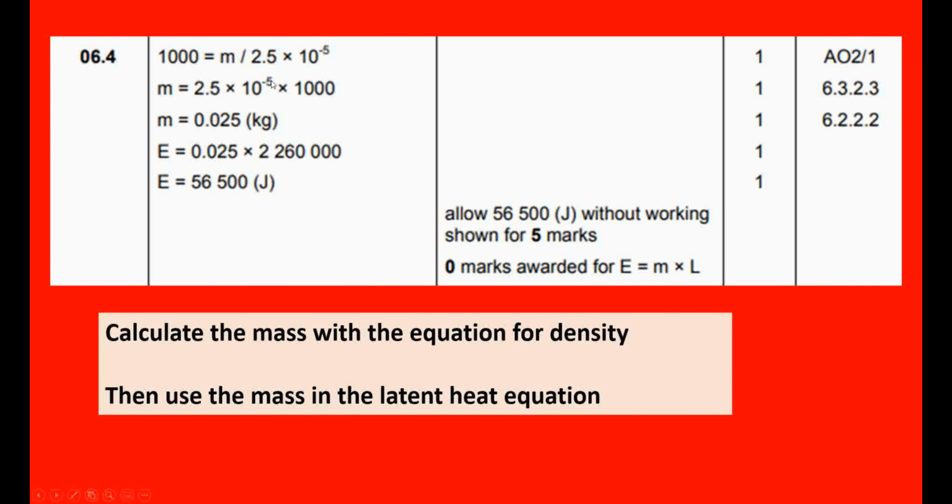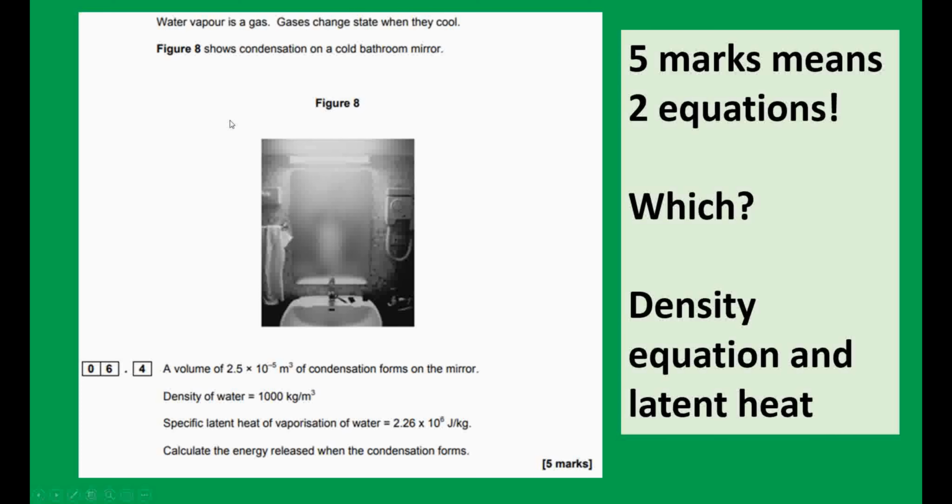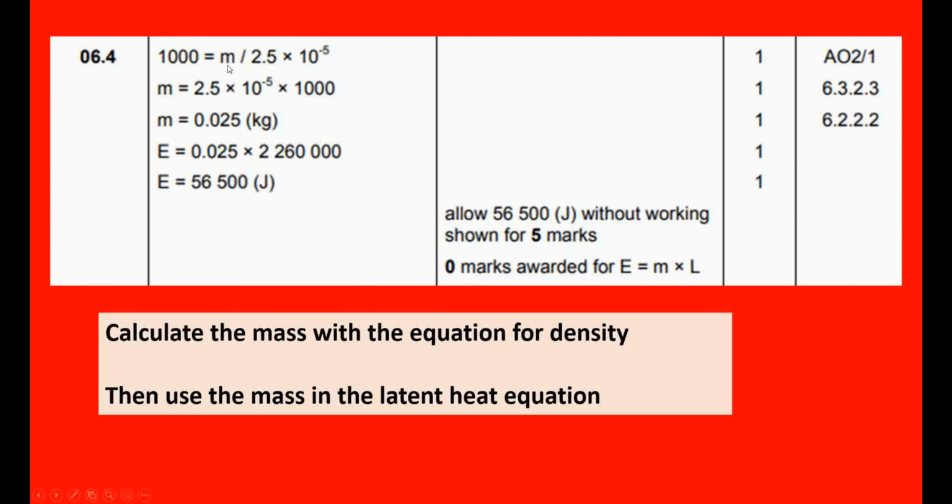We need to calculate that mass using the density equation. So we've got 1,000, which is my density, equals the mass divided by 2.5 times 10 to the minus 5, the volume. Density is mass divided by volume. So the mass equals 2.5 times 10 to the minus 5 times by 1,000 to give me 0.025 kilograms. So there's my mass. That's 3 marks. It's more than half the marks in the question. Just do that first part.